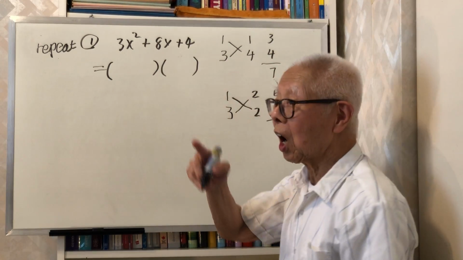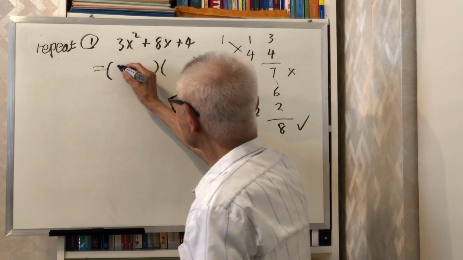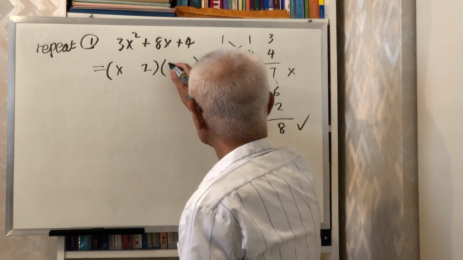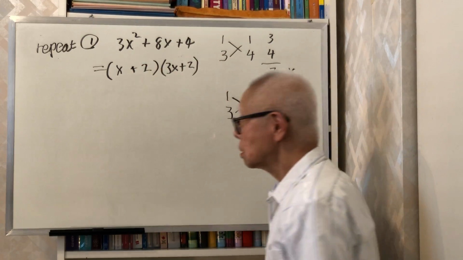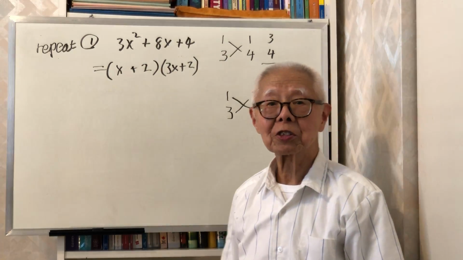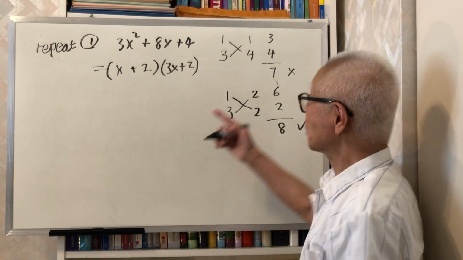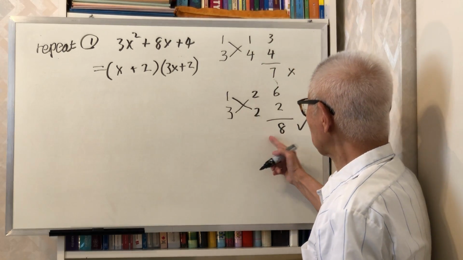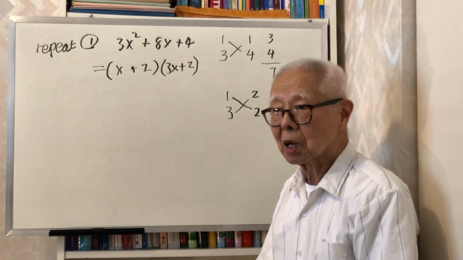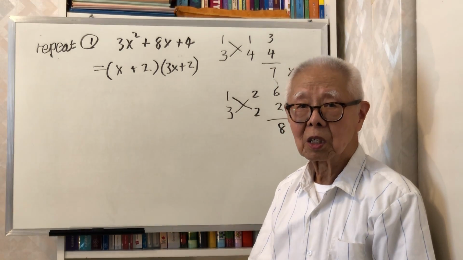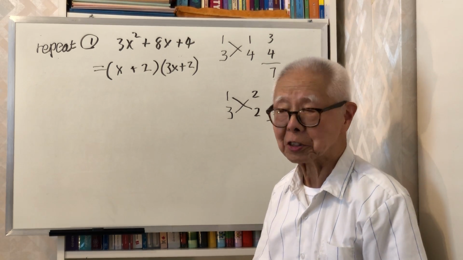The two factors are already here: 1, 2, 3, 2. So it's 1, 2, 3, 2. You see how simple that is? How quick that is? Yes, you have to guess. Sometimes the first guess doesn't work, the second guess works, or you go to the third guess. But if you do this many times, you will be very fast at it.